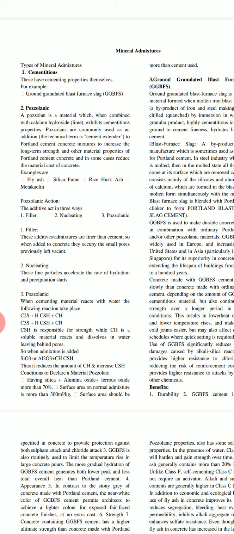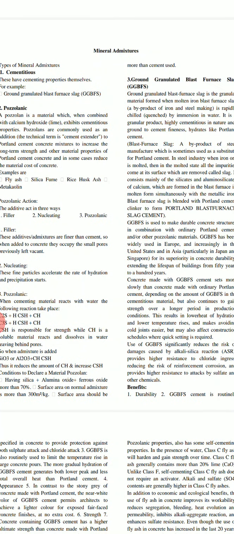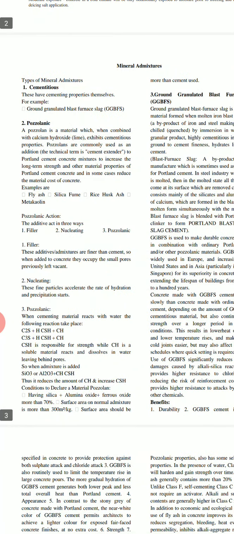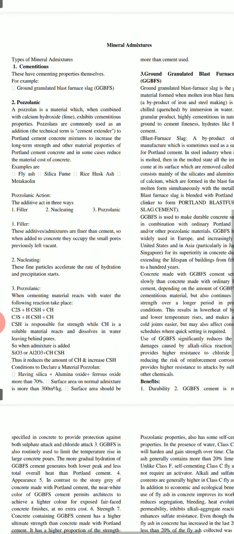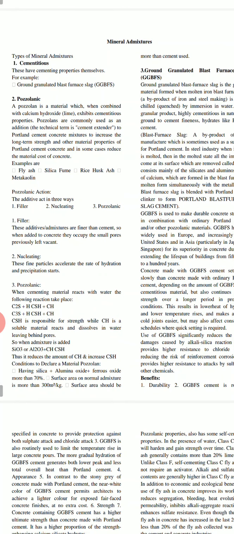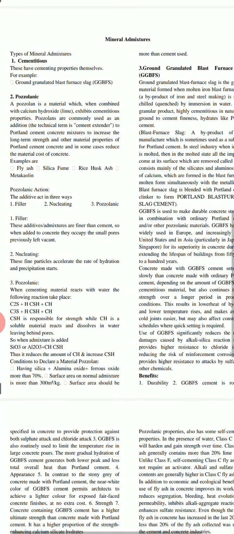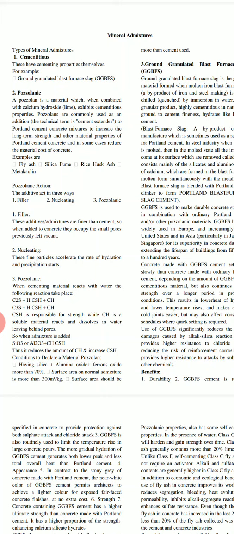In the same way, these admixtures also have the same properties. For example, the cementitious admixtures are ground granulated blast furnace slag, also called GGBS or GGBFS. I'll explain what GGBS is in the next part. This is called cementitious mineral admixtures. These are the admixtures which have properties the same as cement.